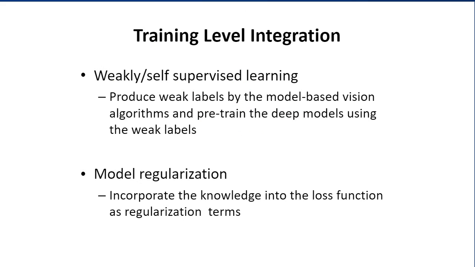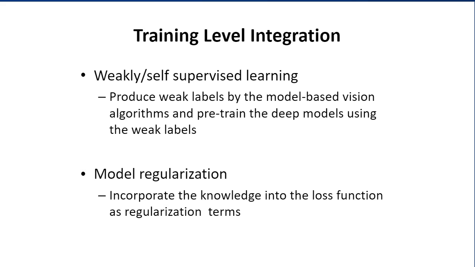And for this, we're going to propose two different approaches. One is weakly self-supervised learning. The basic idea is we use model-based vision algorithms to produce weak labels, and then use these weak labels to pre-train a deep model. So that's the basic idea of weakly self-supervised learning. The second is model regularization. Here we want to incorporate the knowledge into the loss function as regularization terms. So these are the two different approaches for training level integration.